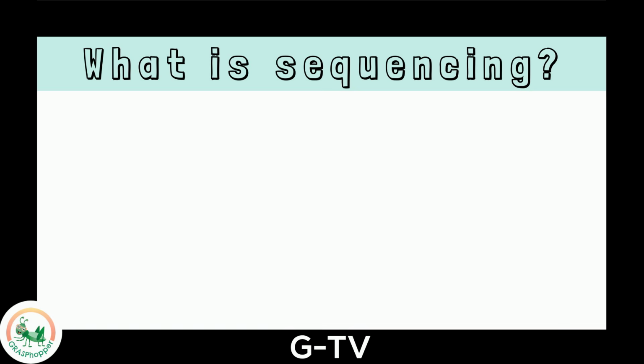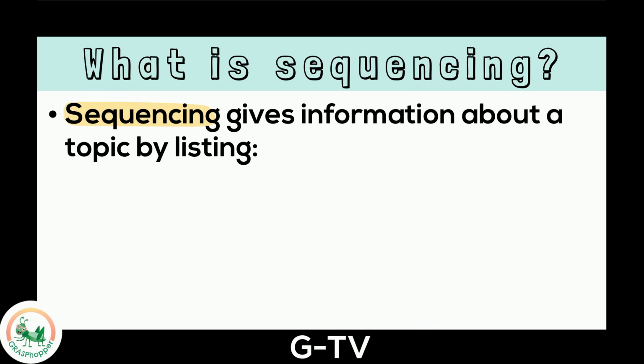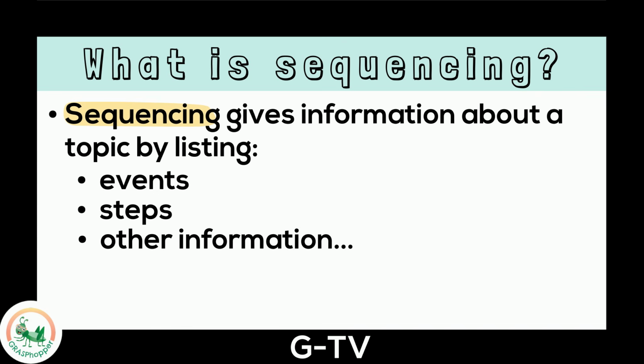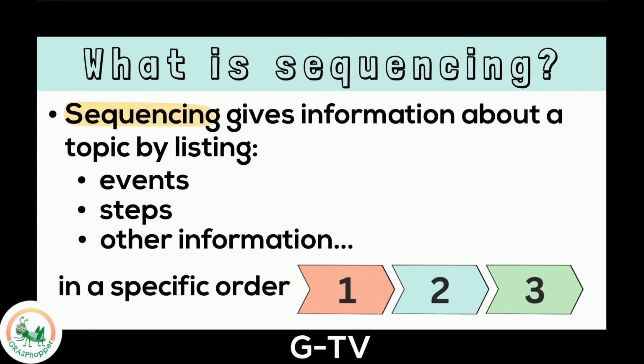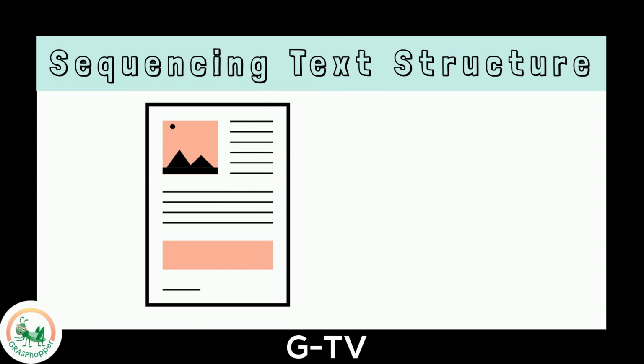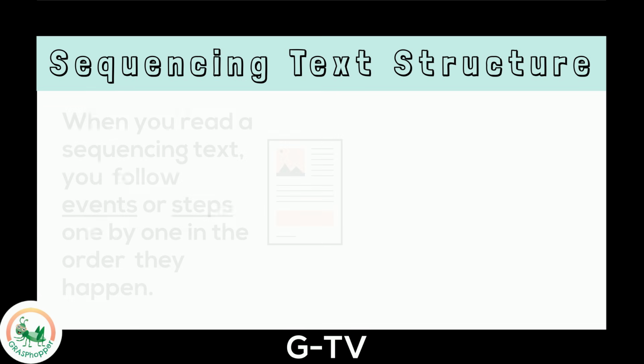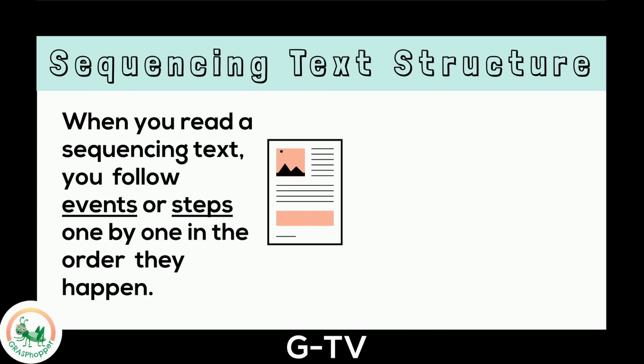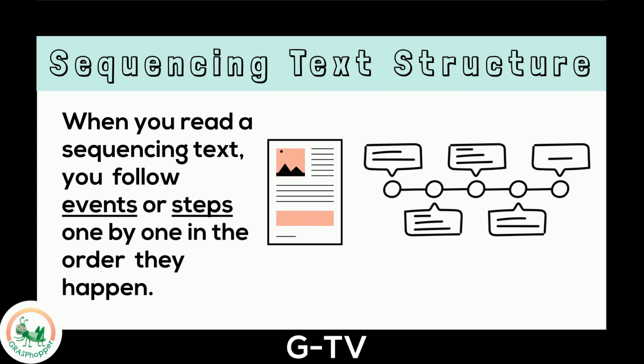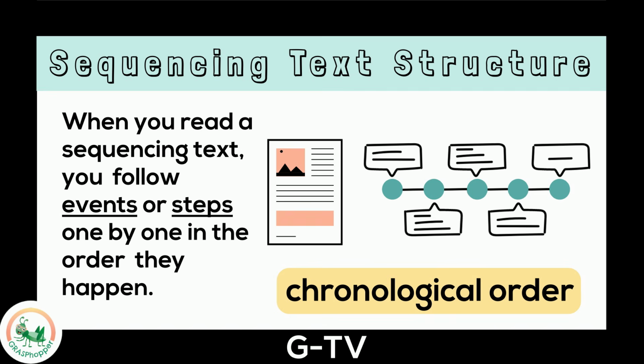What is sequencing? Sequencing gives information about a topic by listing events, steps, or other information in a specific order. Here's how a text with a sequencing structure works. When you read a sequencing text, you follow events or steps one by one in the order they happen. This is called chronological order.